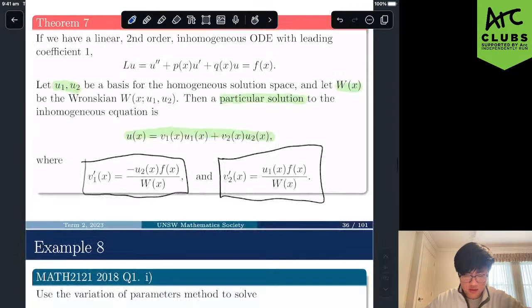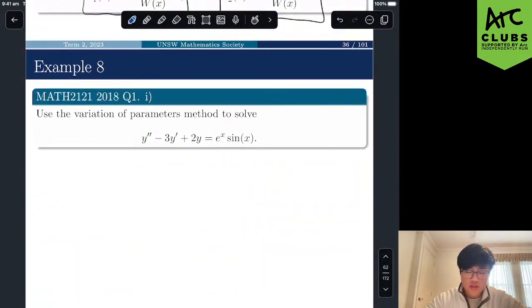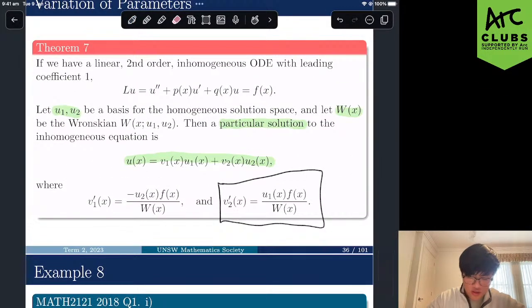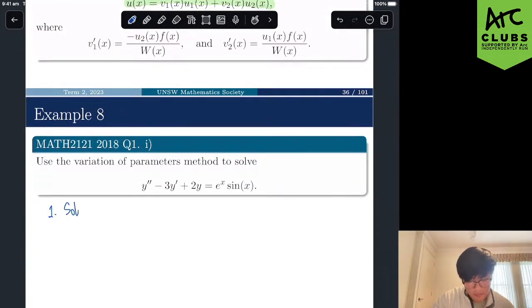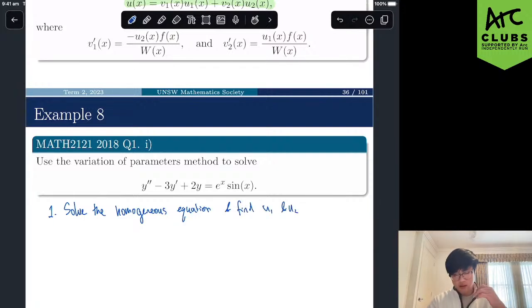Let's look at a practice question for that. It says use the variation of parameters method to solve this. And let's go through the general steps of how to use the variation of parameters. If we look at the equation, a couple prerequisites that we need to know are u1, u2 and the Wronskian related to it. So we need to solve the homogeneous equation and find u1 and u2. We can also find the Wronskian while we're at it.